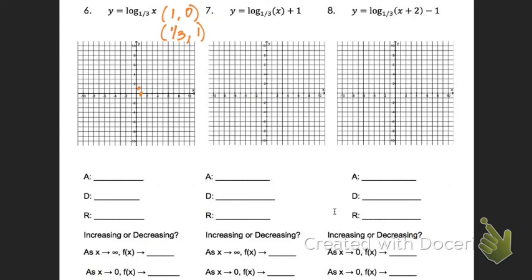So what do you notice about the direction of this compared to the other ones? To the right it goes down. So these would be decreasing. So anytime you have a fraction, it's going to be decreasing. Anytime you have a number greater than 1, it's going to be increasing. So my asymptote is still x equals 0. Domain 0 to positive infinity, range negative infinity to positive infinity. Decreasing to the right, it's going down, and then at 0, it's going up.